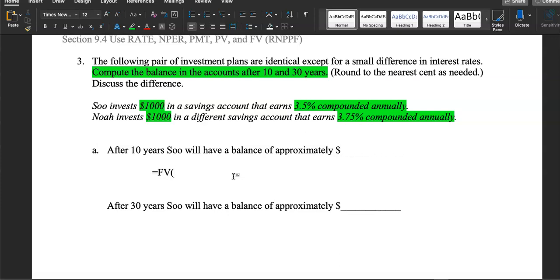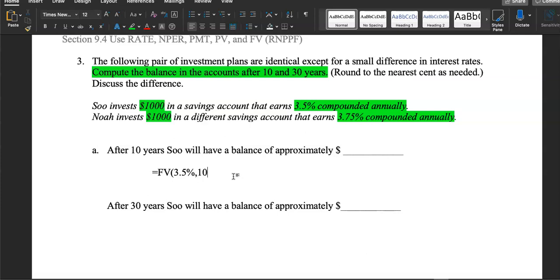Future value, first give them the rate. 3.5%, I was trying to see what I need to divide by. Compounded annually. I don't need to divide that by anything. 3.5%. If you are dividing by a number, what's that number? 1, right? So 3.5. And then the next number is the number of compounding periods.